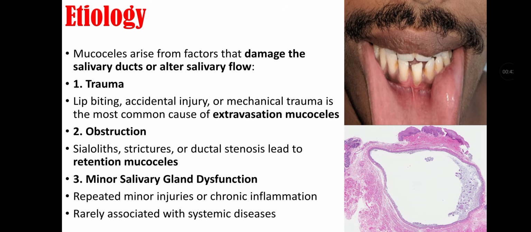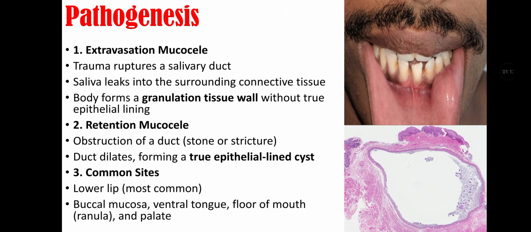Etiology of mucocele. Mucocele arise from factors that damage the salivary ducts or alter salivary flow. They include trauma, that is lip biting, accidental injury, or mechanical trauma, which is the most common cause of extravasation mucocele. Second etiology is obstruction, that is salivary stones, strictures, or ductal stenosis that lead to retention mucocele. Third etiology is minor salivary gland dysfunction, that is repeated minor injury or chronic inflammation. It is rarely associated with systemic diseases.